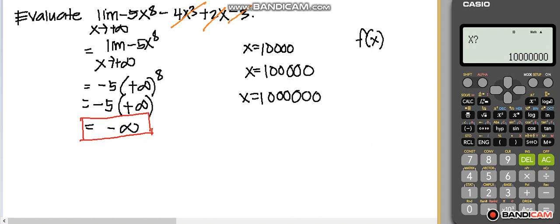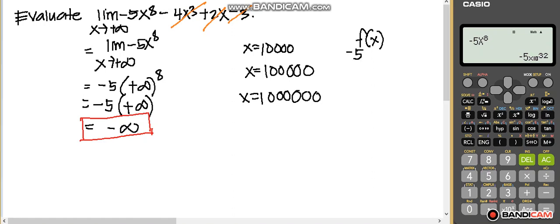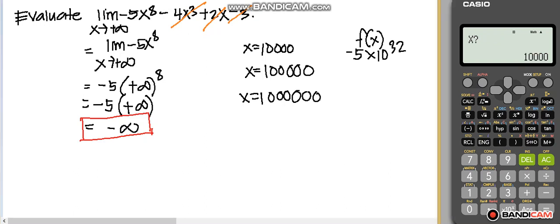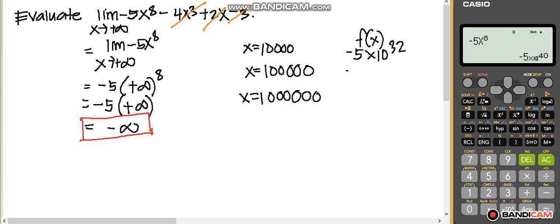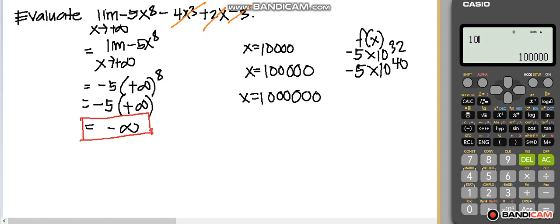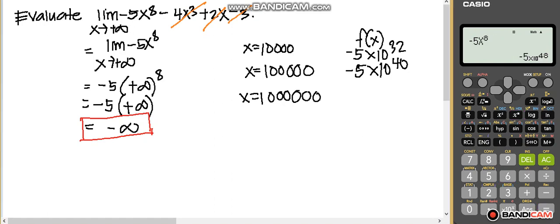So, pasok natin dito sa calculator. Okay, 10,000. That's negative 5 times 10 raised to 32. How about for 100,000? That's negative 5 times 10 raised to 40. Okay, last, 1 million. So that's negative 5 times 10 raised to 48.